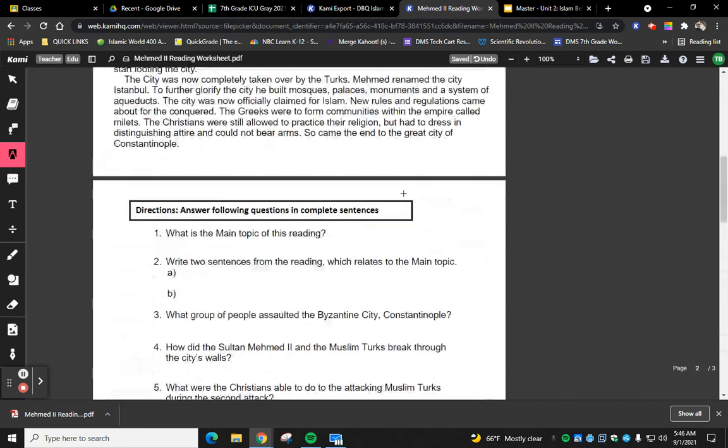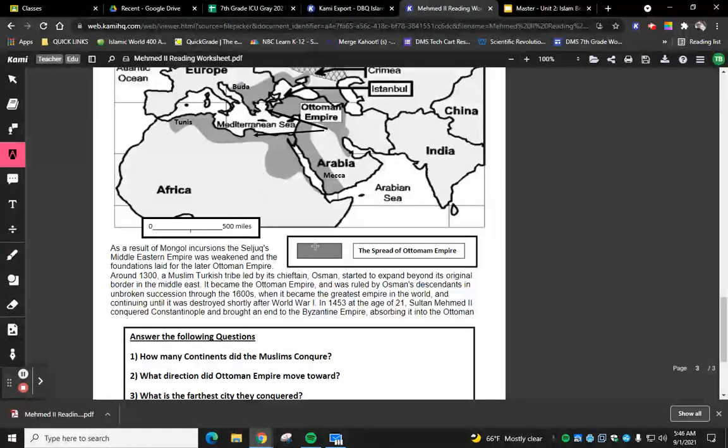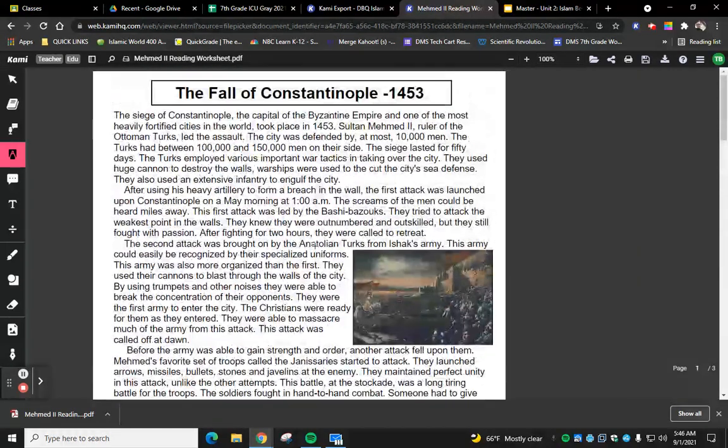All right, so I'm going to read the article to you, and I'm also going to read the questions and the map blurb as well. The siege of Constantinople, the capital of the Byzantine Empire and one of the most heavily fortified cities in the world, took place in 1453. Sultan Mehmed II, ruler of the Ottoman Turks, led the assault. The city was defended by, at most, 10,000 men. The Turks had between 100,000 and 150,000 men on their side. So the Turks have a lot more men than the people of Constantinople do.